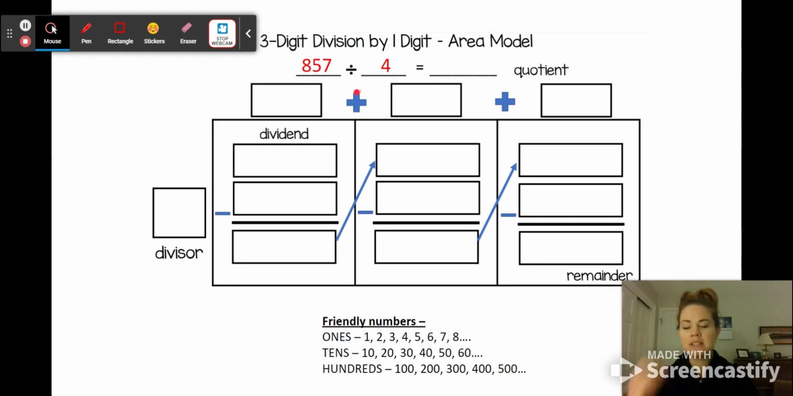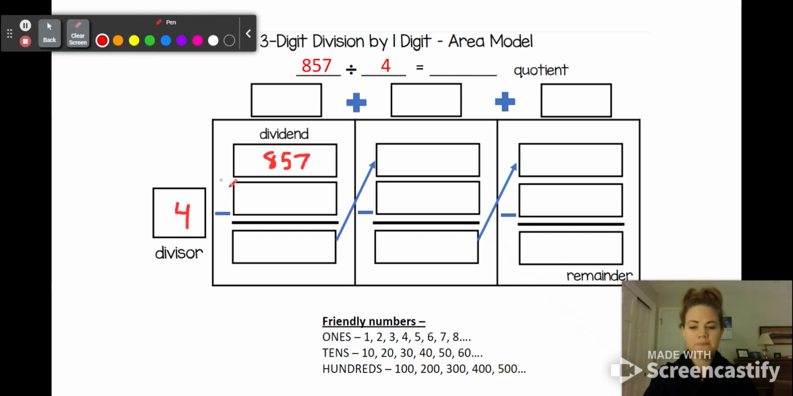How we set this up is a little different than when we do our multiplication. For this one, we're actually going to be using the divisor over here, and the dividend will go here. So we're going to start with 857 here. And we're going to have our answer up here on top. This is where our answer is going to be. We're going to add all three of those together, and then we'll have our final quotient.